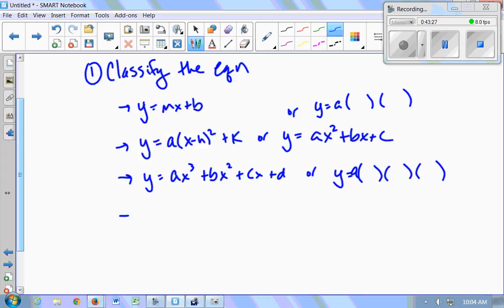Let's see, what else could it be? It could be some transformation of an absolute value, right? What other kinds of functions have we learned about? Exponential. Or logarithmic.